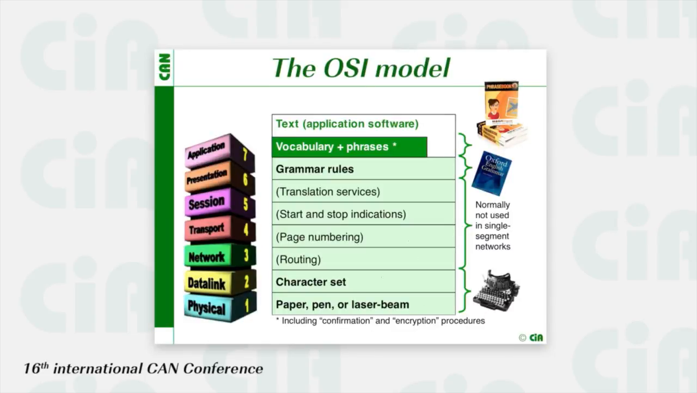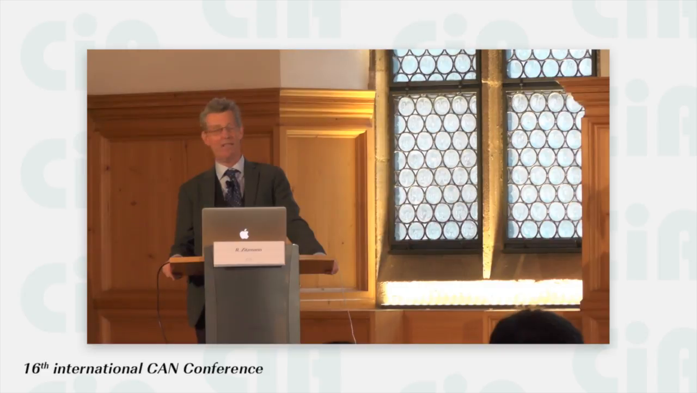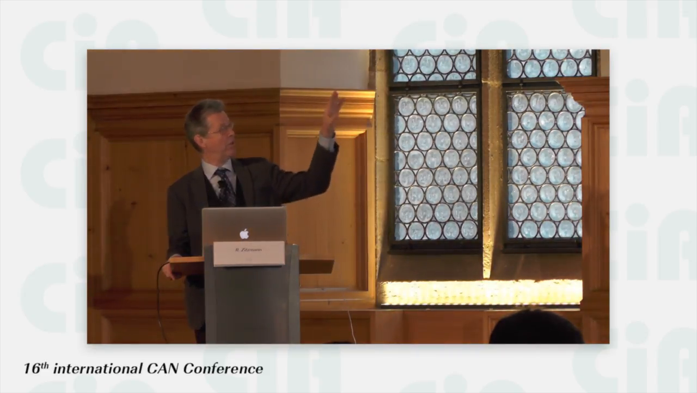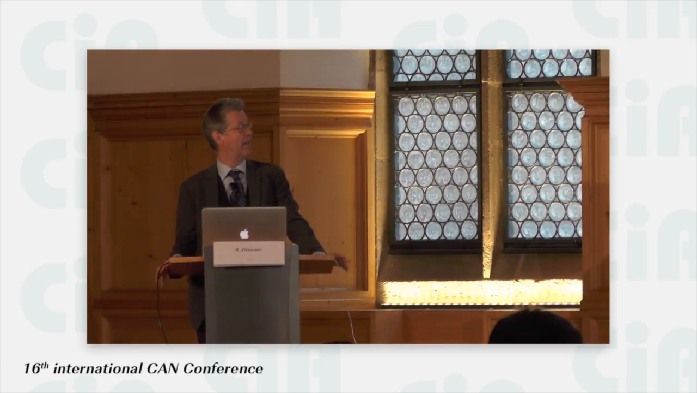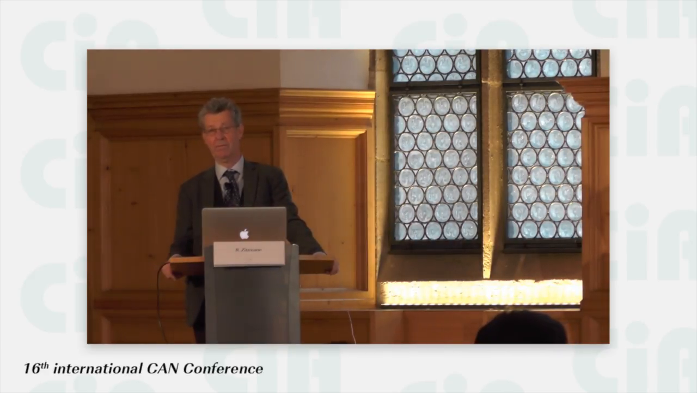So I will start with a paper, pen, or a laser beam on the physical layer, the character set, which is implemented then, for those who are a little bit older, they know there were sometimes typewriters, and this represents in hardware, so to say, what is implemented on the CAN controllers and the transceiver chips. And then we have a lot of things which are normally not that much used, and then we have the application layer, which in human communication is like the grammar rules.